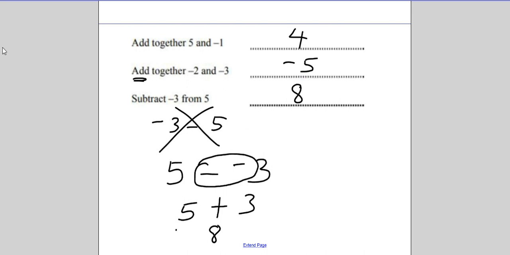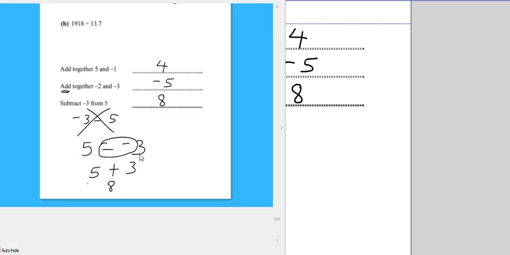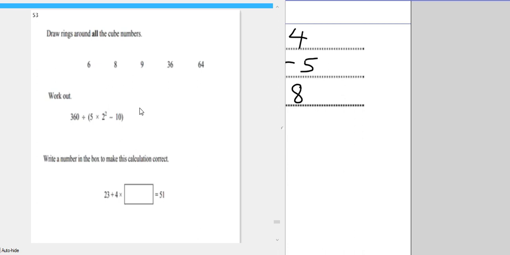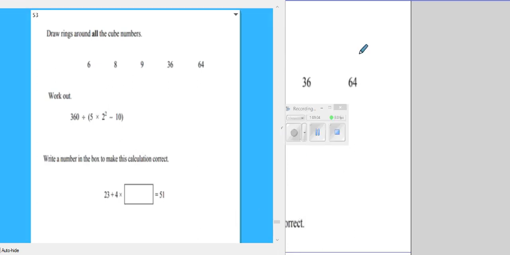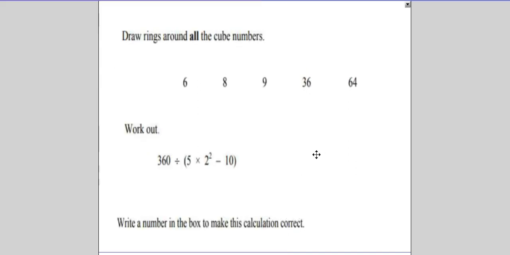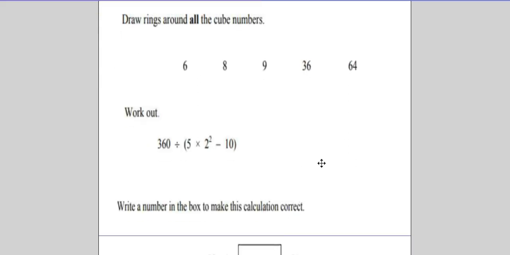Okay, the next page is... Okay, this page over here, let me check how many minutes have gone. Okay, we still have time. Okay, draw rings around the cube numbers. Okay, cube numbers, I taught you in the previous videos, draw rings around all the cube numbers.